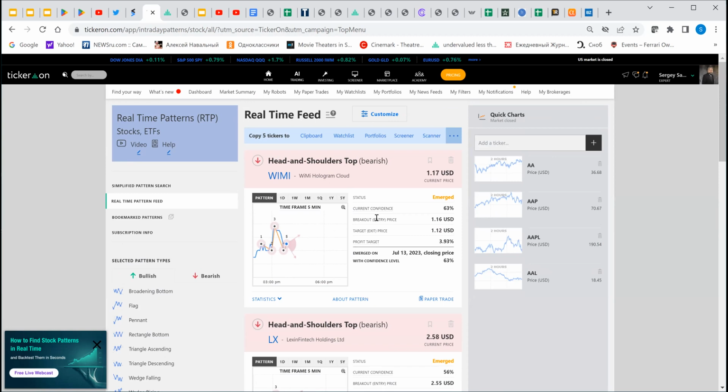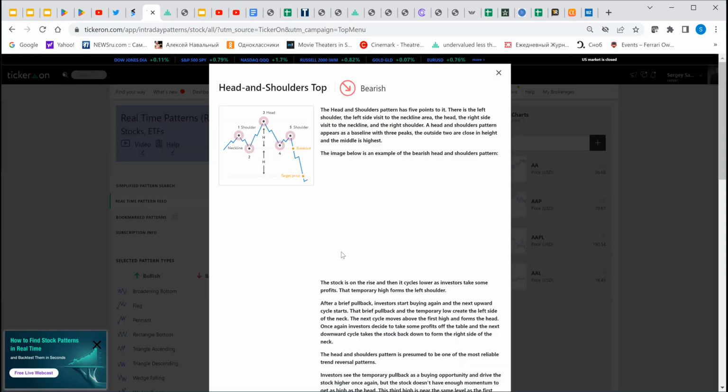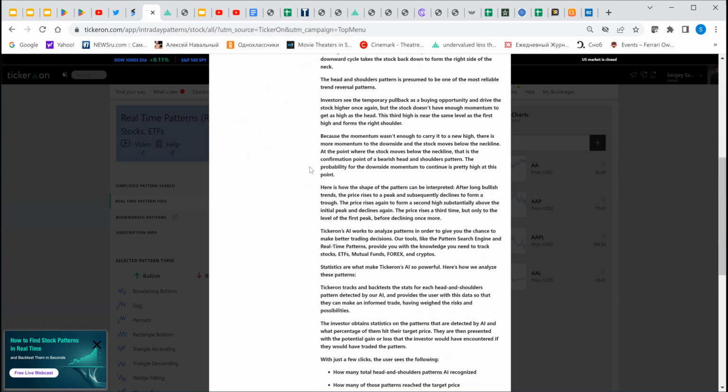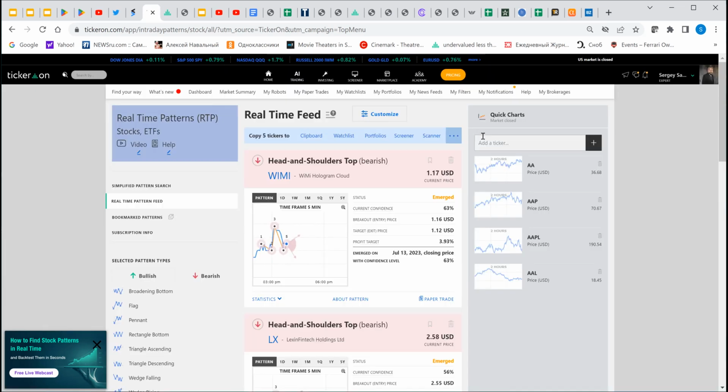So what do we see here? We see here current confidence 63%, breakout price is 116, target price, and if it is kind of reddish a little bit, then it's a bearish pattern, and it kind of looks down, okay? You may say, yeah, I don't remember what the head and shoulders pattern is. You click here, and then you can read more about this type of pattern, how they are created, and what's going on with them, okay?